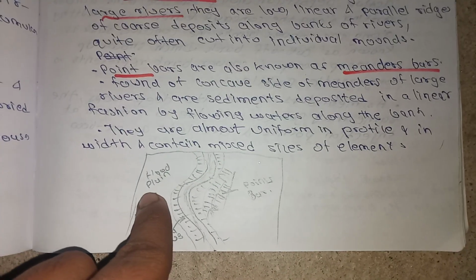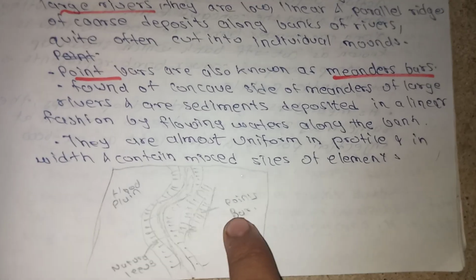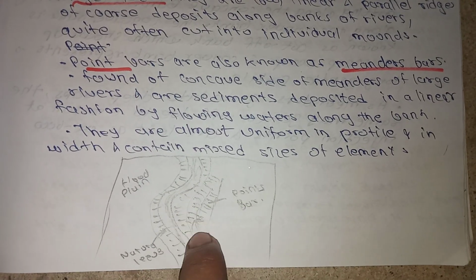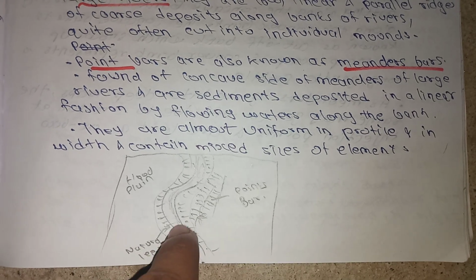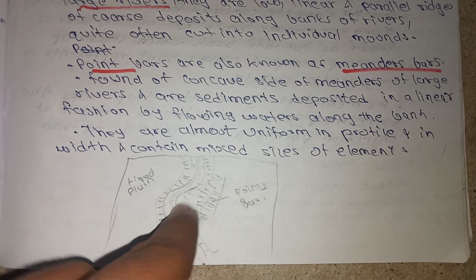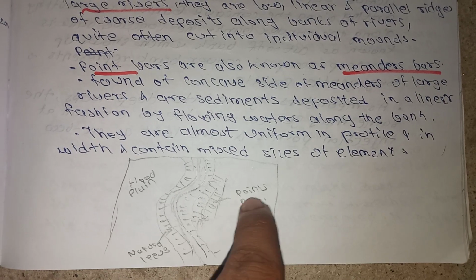So you can see here the floodplain and point bars. This is called a point bar. This is the floodplain. And what are natural levees? Natural levees are on the sides of rivers, which are small in area, and point bars are bigger in area.